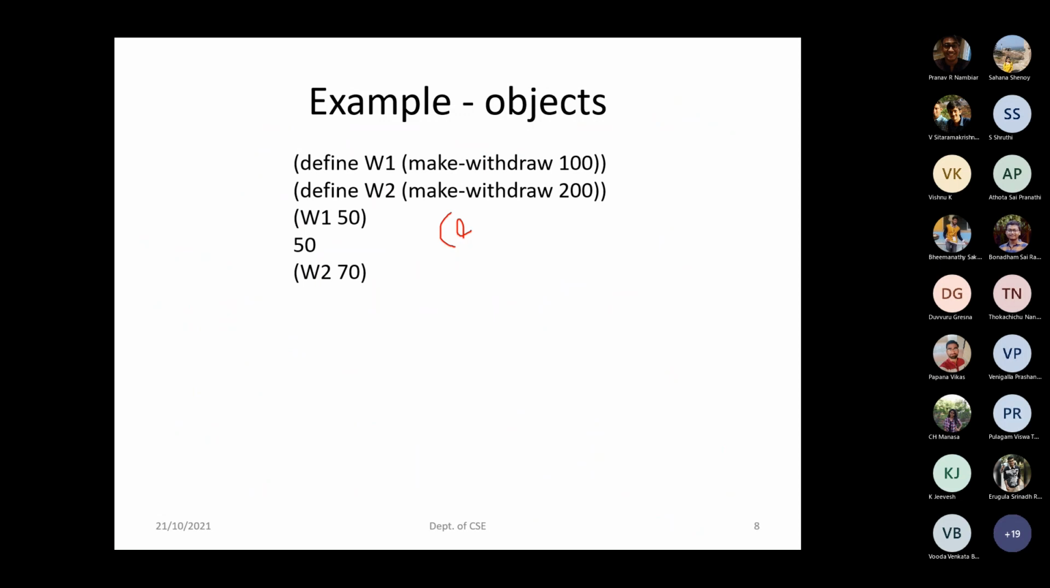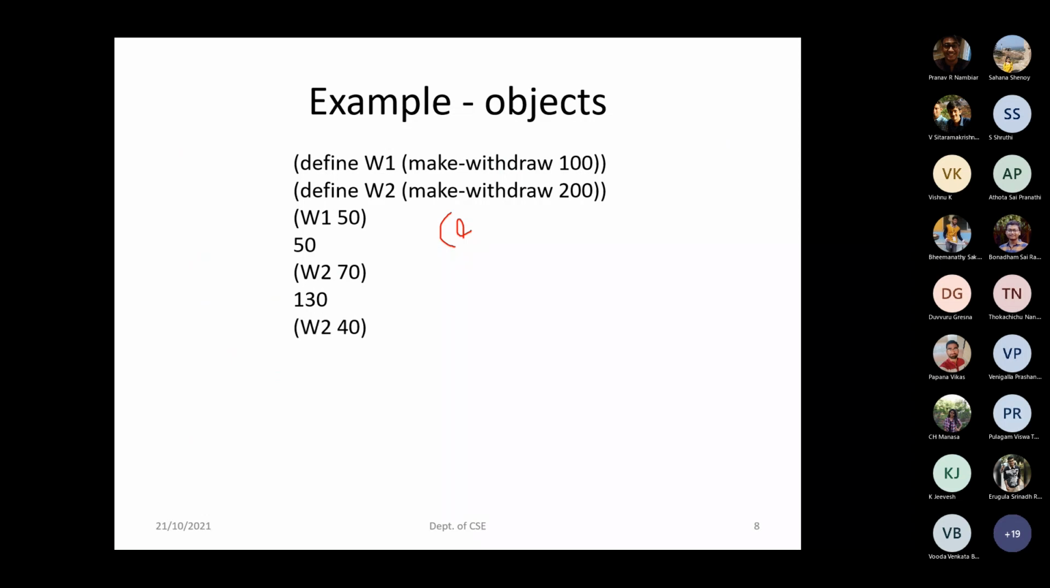When you try to access it with respect to W2, it will just return the lambda procedure. Wherever you had balance there, it will be replaced with 200. After this function, after withdrawing 70, it will be 130.